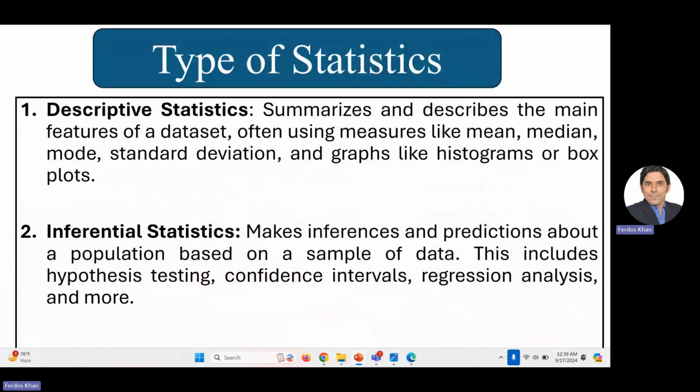Descriptive statistics summarize and describe the main features of the dataset, often using measures like mean, median, mode, standard deviation, and graphs like histogram or box plot, etc. So this means that in descriptive statistics, we only analyze the data which we have in our hand, only summarizing that data, and we don't have any conclusion about the population. Or you can say, if we have population data, we analyze only that data set, using standard deviation, mean, median, etc., or graphs. Or if we have sample data, we just analyze that data and we do not generalize the conclusion about the population. That is called descriptive statistics.